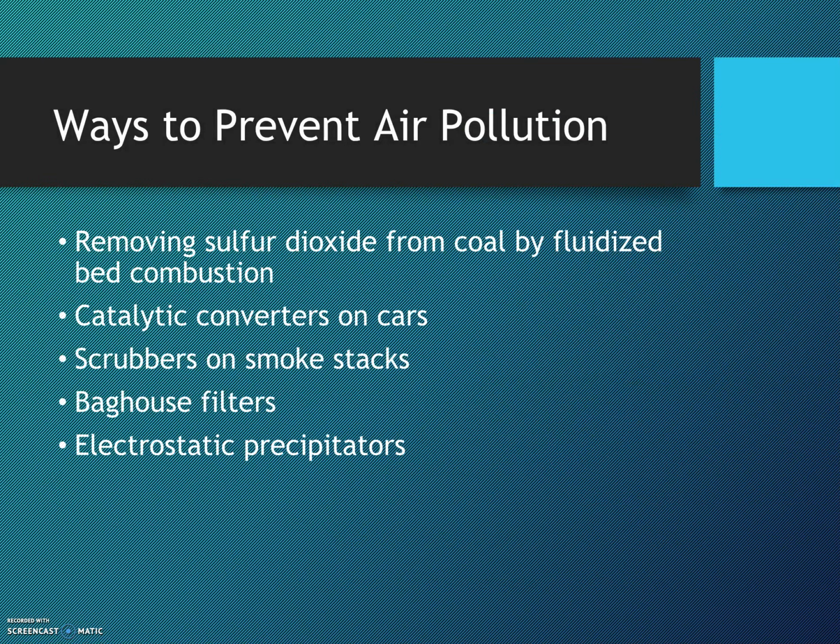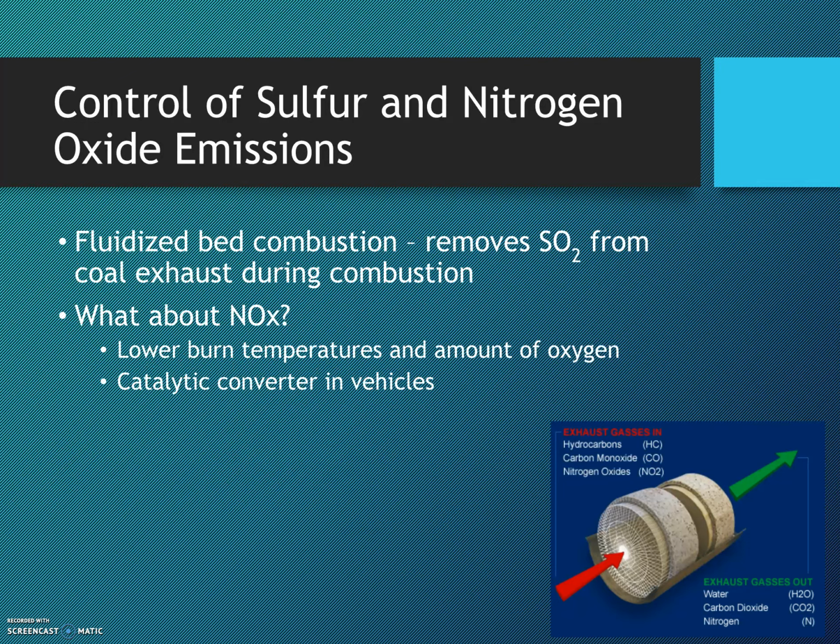Ways to prevent air pollution. This is sort of a little summary of them, and then we'll go through them more deeply. Control of sulfur and nitrogen oxides. One of them is the fluidized bed combustion, which removes sulfur dioxide from coal exhaust during combustion. What about NOx? We have lower burn temperatures and the amount of oxygen. Catalytic converters in vehicles have been a huge reason that we've controlled emissions.